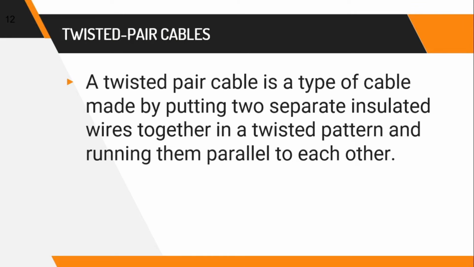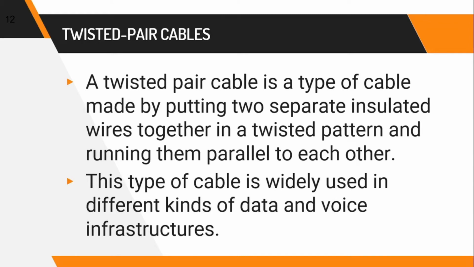Twisted pair cables. A twisted pair cable is a type of cable made by putting two separate insulated wires together in a twisted pattern and running them parallel to each other. If the pair of wires are not twisted, electromagnetic noises from motors will affect the closer wire more than the farther one, thereby causing errors.